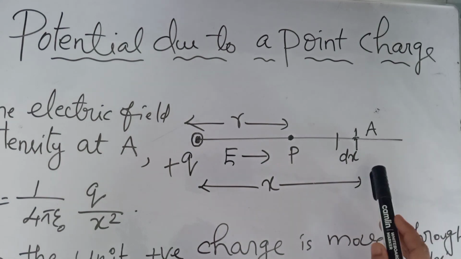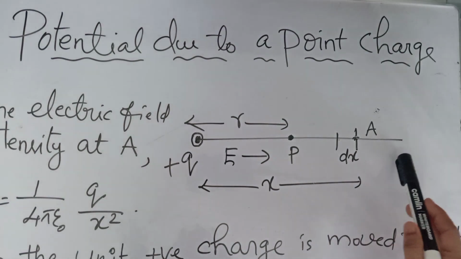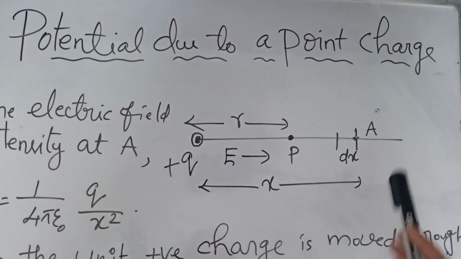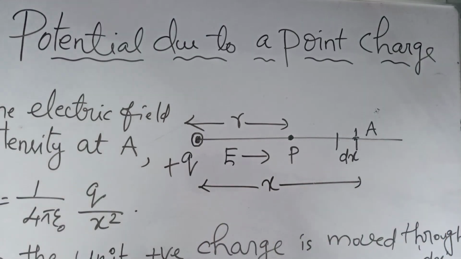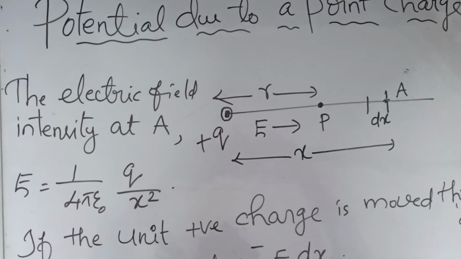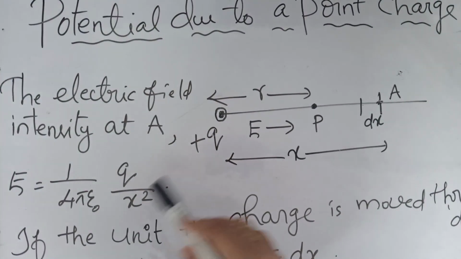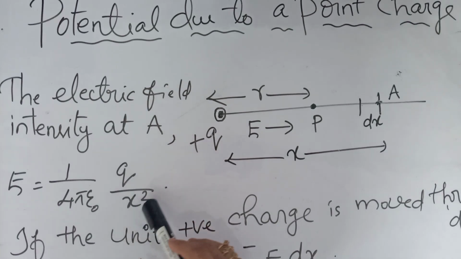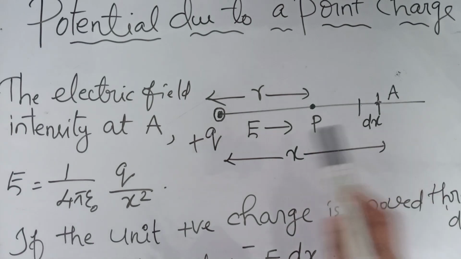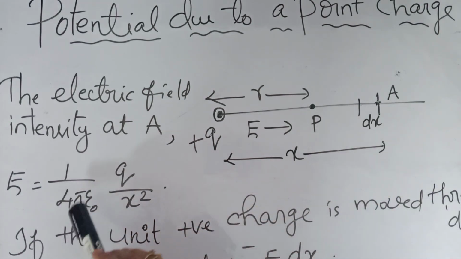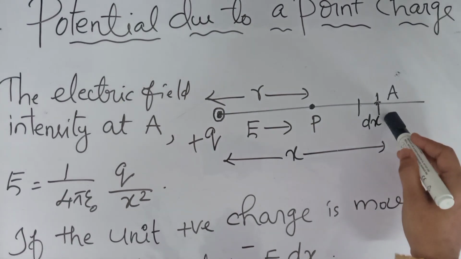And here the electric potential, that means the electric field intensity at A we have to find first. So what will be the electric field intensity at A? Here due to this charge, so E will be equal to 1/4 pi epsilon 0 Q by distance square, right? So here charge is plus Q and distance is how much? X. X is the distance between plus Q charge and A. So the equation will be 1/4 pi epsilon 0 Q by X square. So this is the electric field intensity at A.